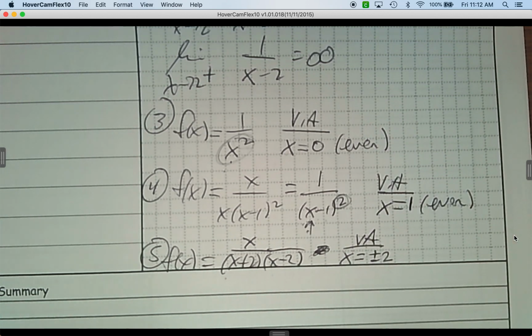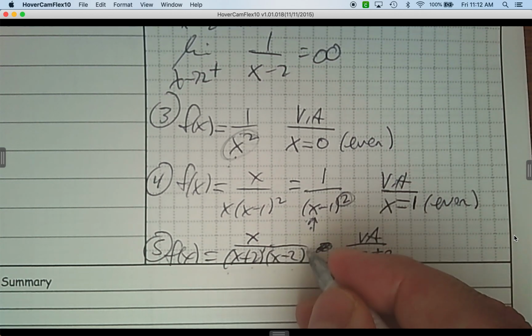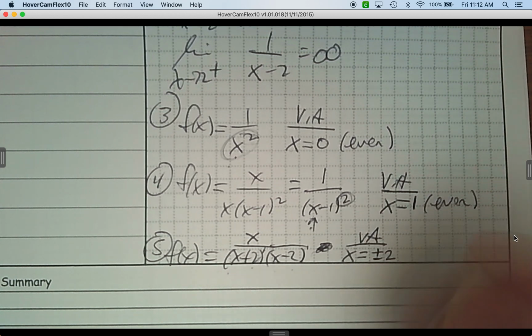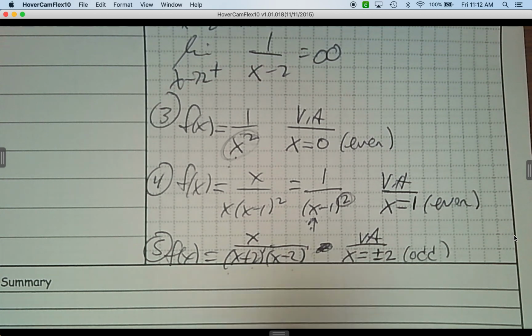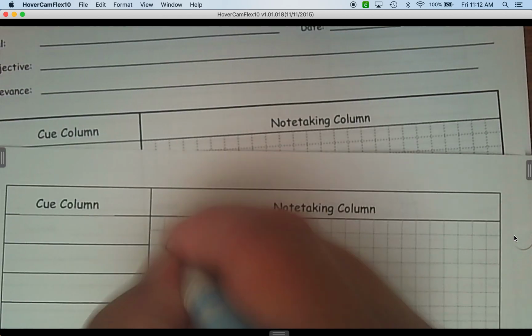Look at the exponent. Don't look at the number 2, but the exponent you don't see. The exponent you don't see for both of them is 1. It's an odd number. Both of these are odd vertical asymptotes. That means for each asymptote, it would go up in one direction and it would go down in the other. Number 6.